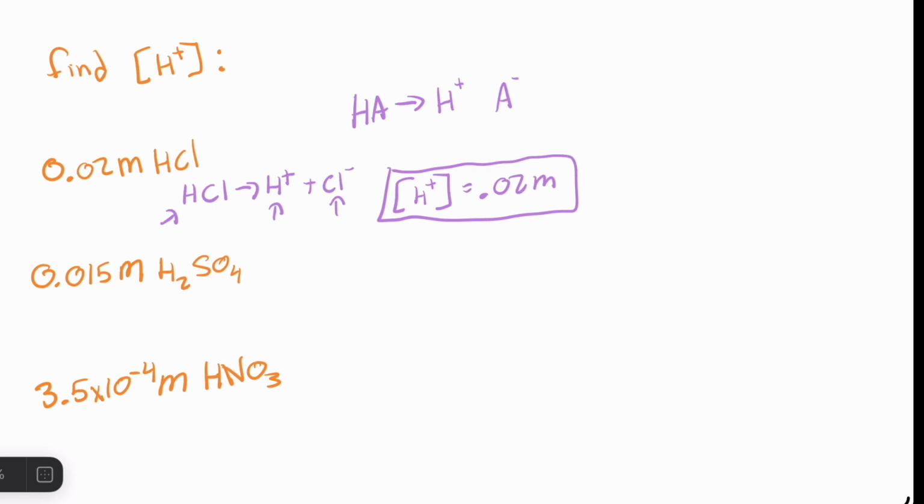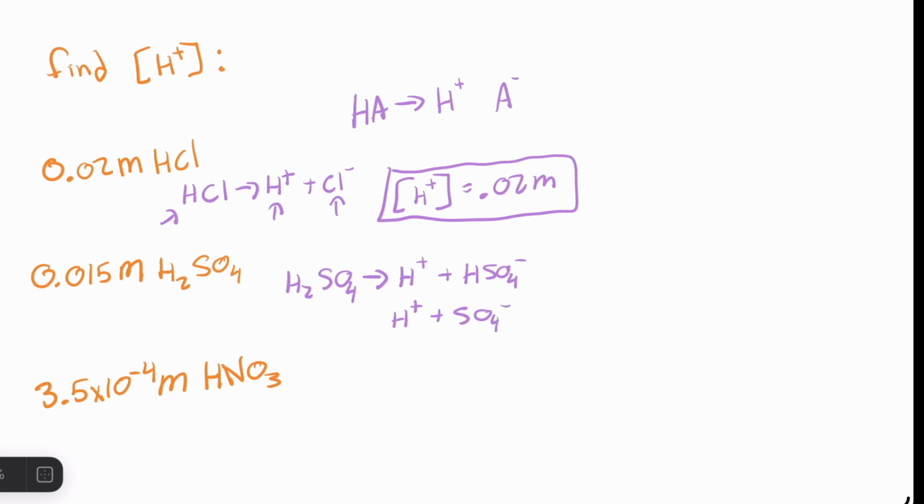If we have 0.015 molar of sulfuric acid, what is the proton concentration? Now here, if we were to show the dissociation equation, we would have H2SO4. It's a strong acid, so it will fully dissociate. However, each step can only dissociate with one hydrogen. So after this first step, we would have an H plus as well as an HSO4 minus. We have to have an additional step where we get another H plus and then we get our SO4 minus.